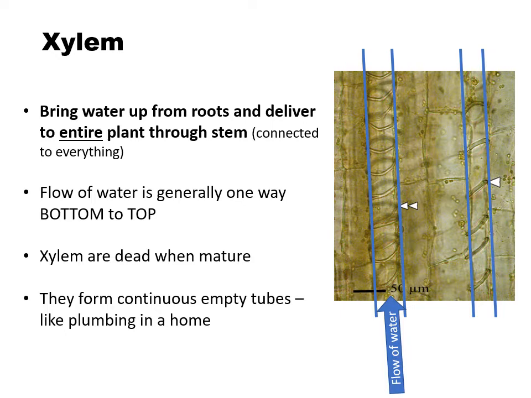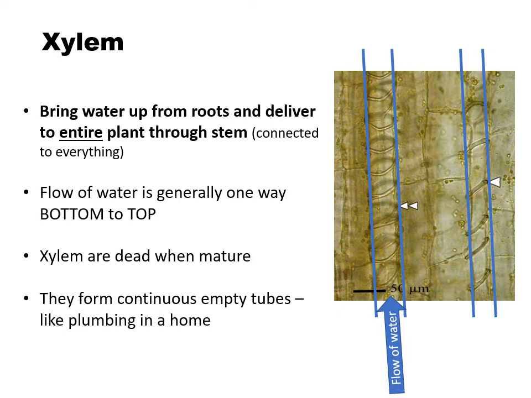So it's connected everywhere. Really important concept here is that water flows from the bottom to the top. It does not go down, it just goes up. Only goes up. That's a big difference between xylem and phloem. So in xylem, the flow of water is one way, and it's bottom to top.